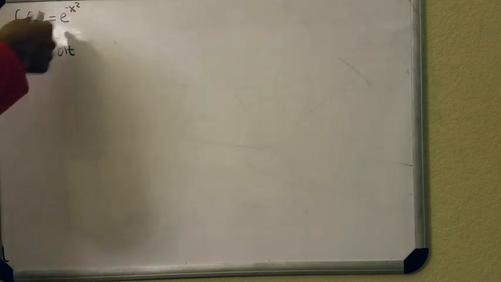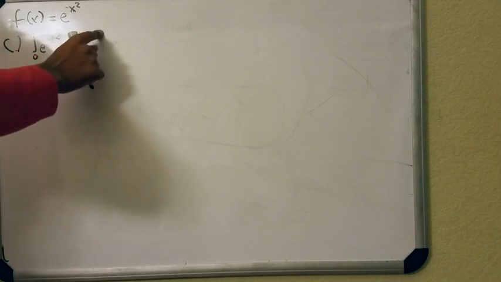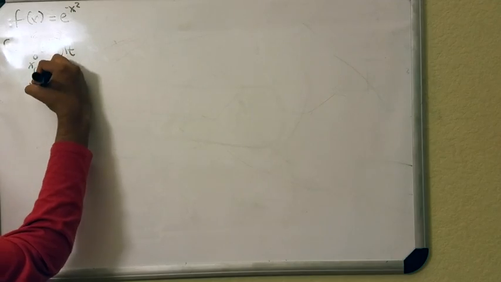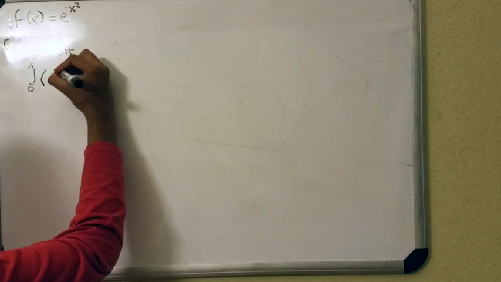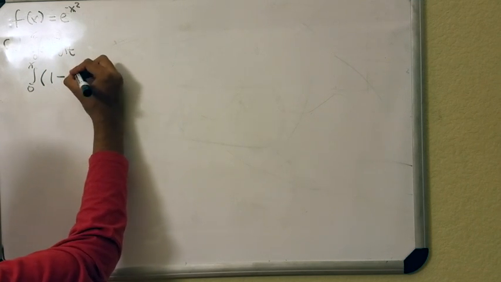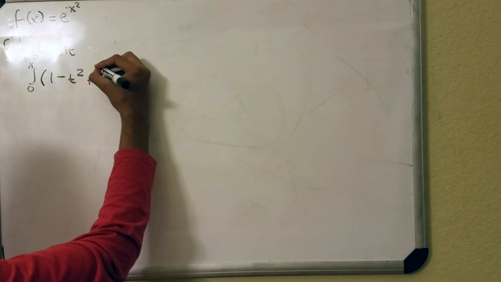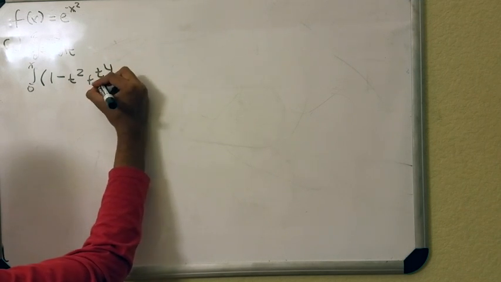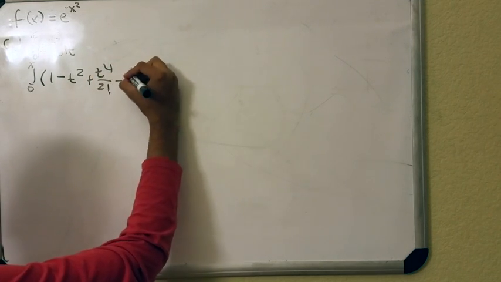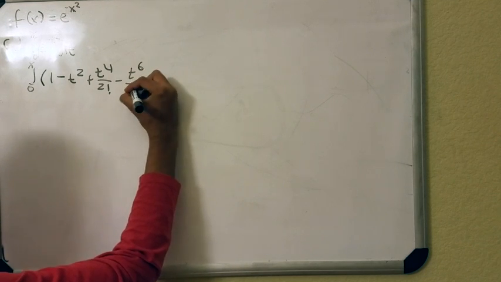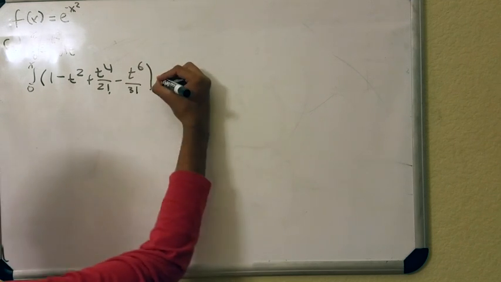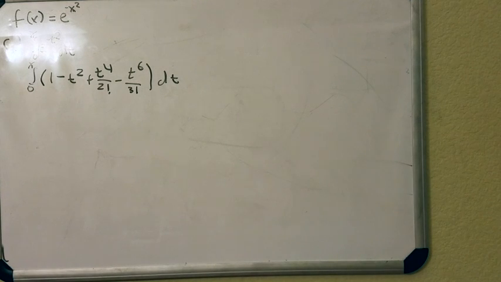So if you realize that e to the negative t squared, we did the work for that in the previous problem. Integral of what we found in part A, which is 1 minus, instead we'll be using the variable t instead of x, 1 minus t squared plus t to the 4th over 2 factorial minus t to the 6th over 3 factorial dt. We'll be taking the integral of this.